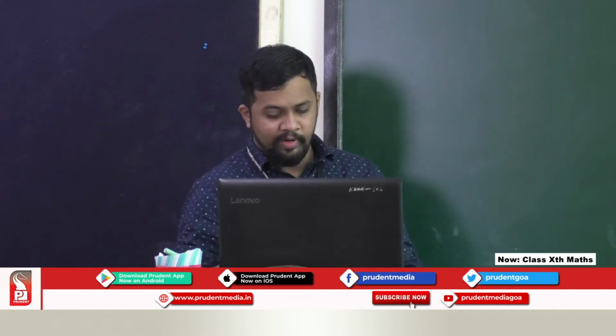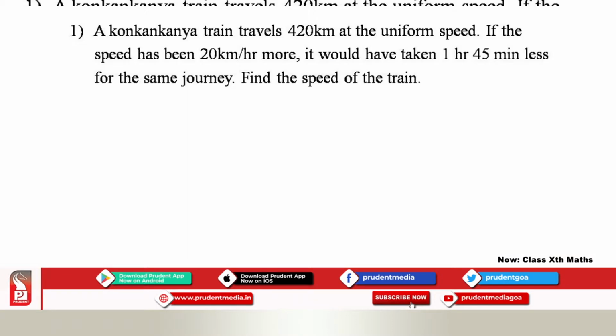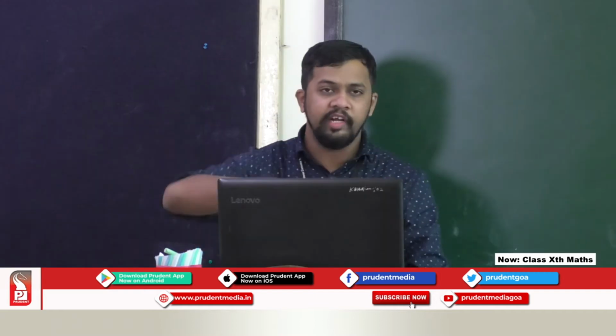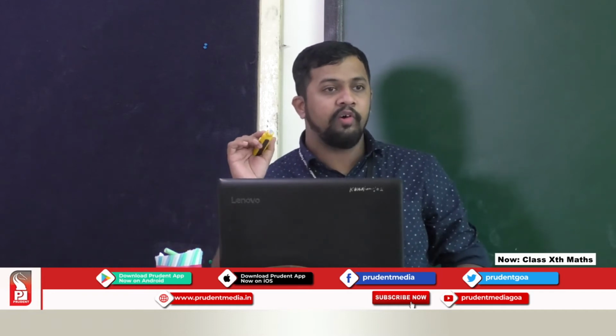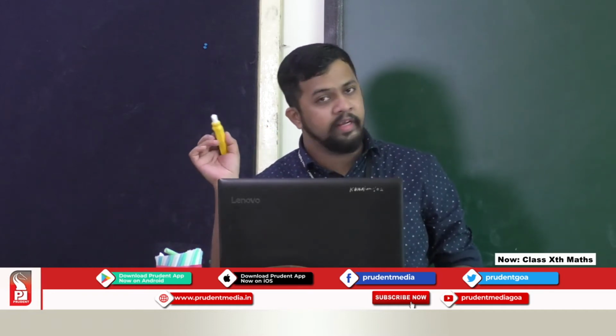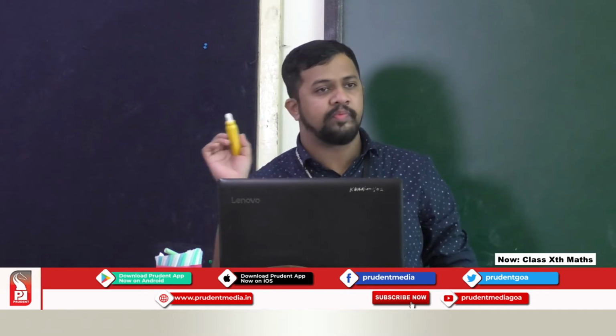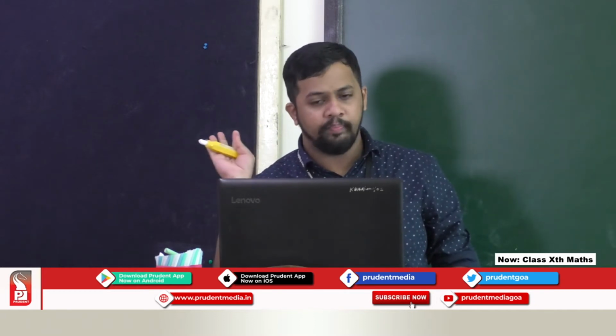So let's take the first problem. Let me read the question before you. A Konkan Kanya train travels 420 km at a uniform speed. If the speed had been 20 km per hour more, it would have taken 1 hour 45 minutes less for the same journey. Find the speed of the train. So we have to read this question first 2 or 3 times to understand what is to be found out. We found that we have to find the speed of the train. So this is an unknown quantity, and we know that the speed of the train will be x kilometer per hour.